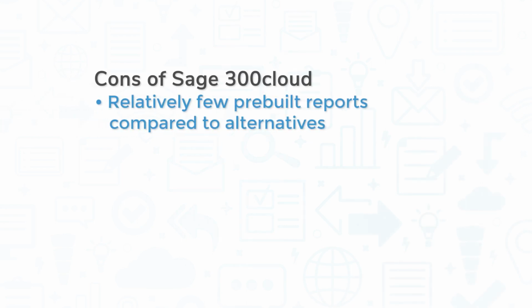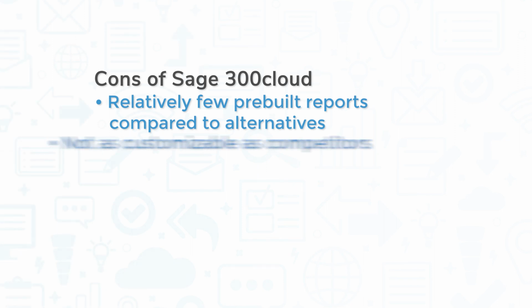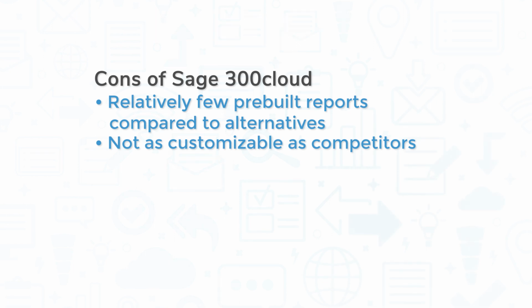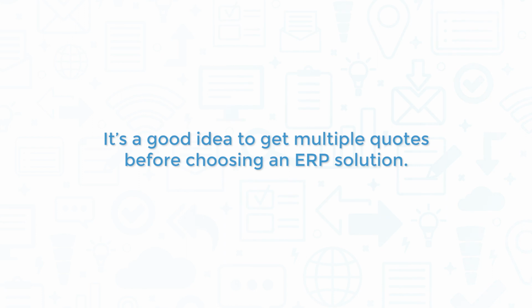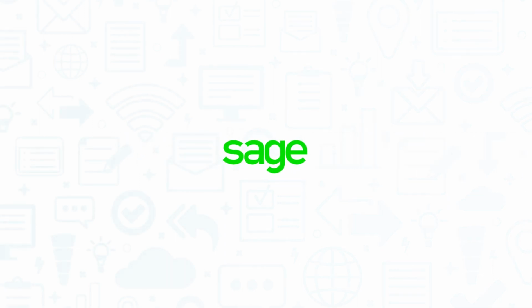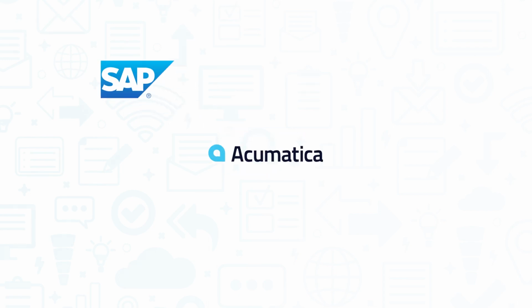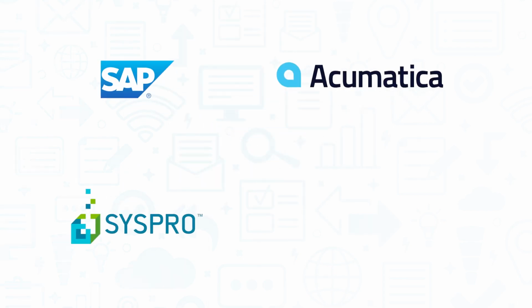However, some users have complained about the reporting features, specifically citing the system's lack of out-of-the-box reports compared to similar solutions. And while Sage 300 Cloud is a powerful ERP, it isn't as customizable as some of its competitors. It's a good idea to get multiple quotes before choosing an ERP solution. If you're interested in Sage 300, you might also want to consider SAP Business One, Acumatica, Cispro ERP, and Aptian ERP.